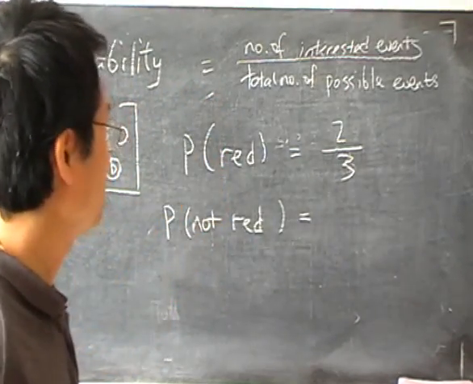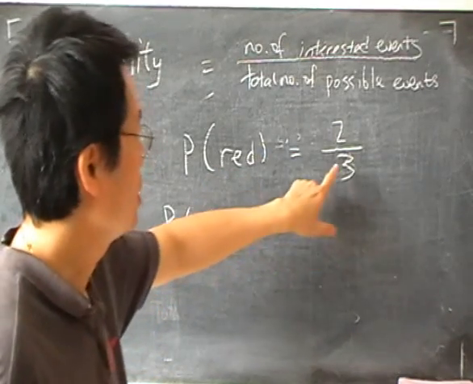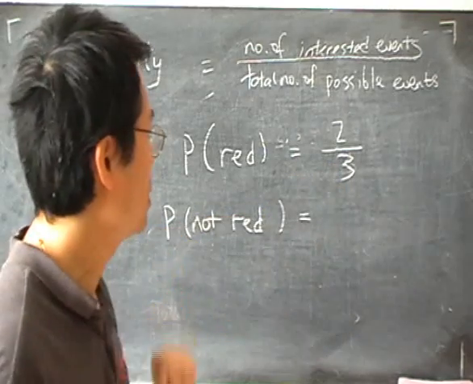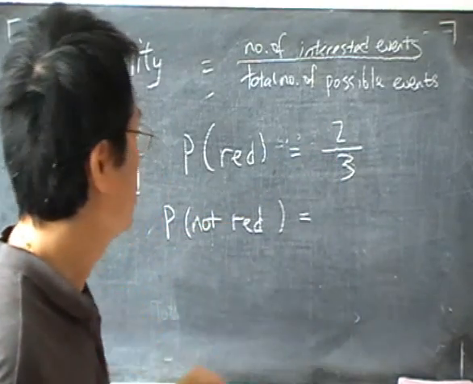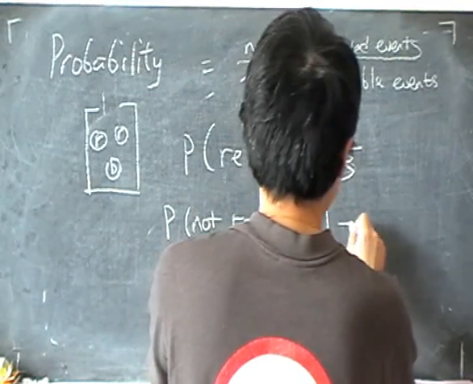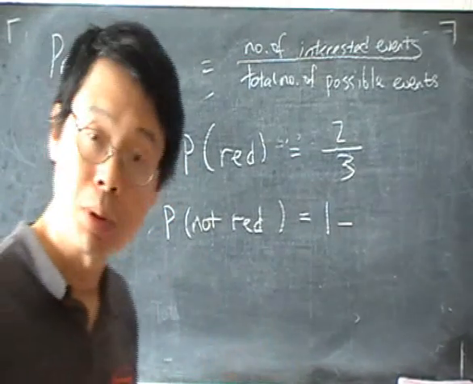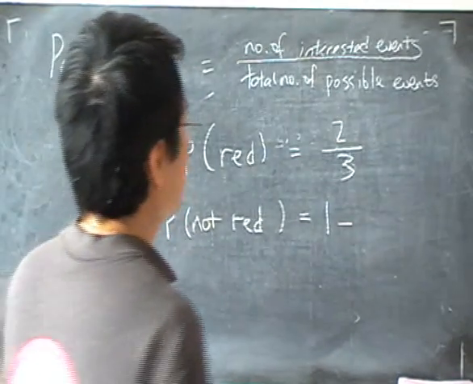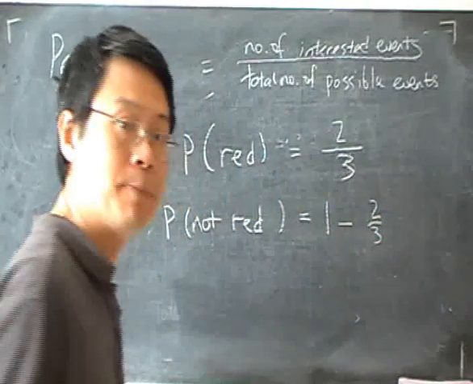So success and failure, red or not red. So therefore, since I know that the probability of getting a red ball is 2/3, the probability of not getting a red ball must be 1 minus the probability of getting a red ball, because the total probability must always be 1. So 1 minus 2/3 must be the answer.